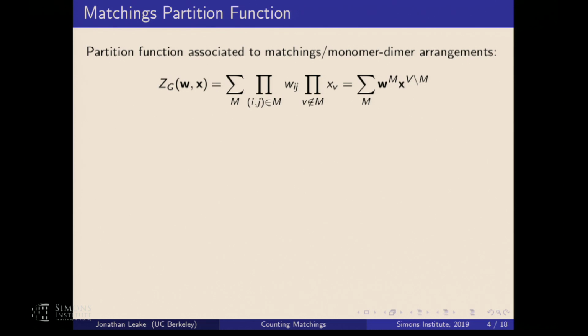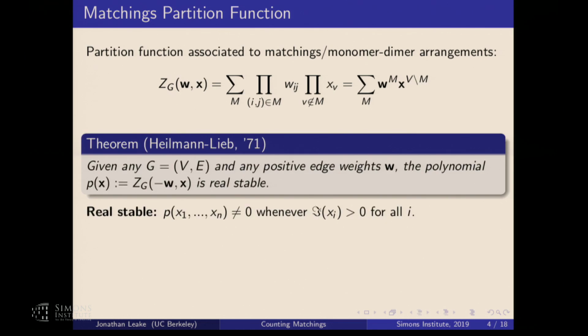So the first big result associated to this that's been very important in everything that we've talked about is due to Hallman and Leake. And it basically says, I mean, it's not written exactly this way, but this is equivalent. It says if you take some positive edge weights and you plug in some negative weights, and then you look at this polynomial that varies with the x, you get something that's real stable. Okay? And real stable just means that whenever all of your inputs are in the upper half plane, it's non-zero. The original result, it's a little bit weird to plug in negative weights here, right? But the original result was in terms of positive weights, and it was in terms of right half plane stability.